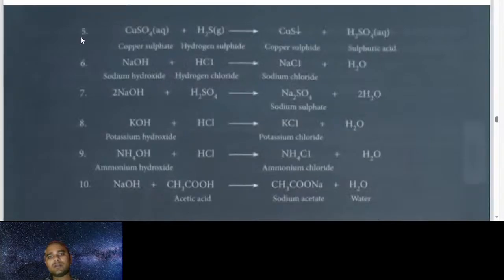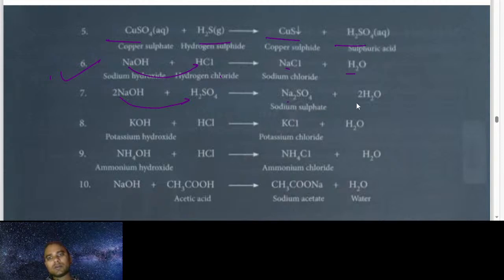Some more examples you can see here on this page, student. What are these examples? Copper sulfate and H2S give CuS and H2SO4. You can make a note of it, student. Sodium hydroxide and HCl: sodium is displacing the hydrogen, so it will form NaCl and H2O. Here sodium again displaces hydrogen.